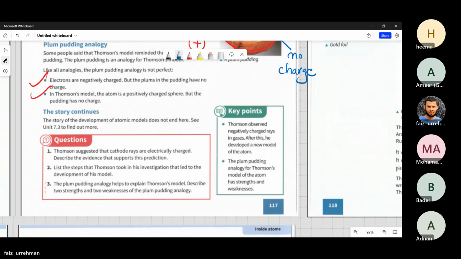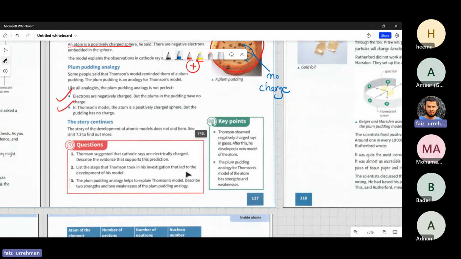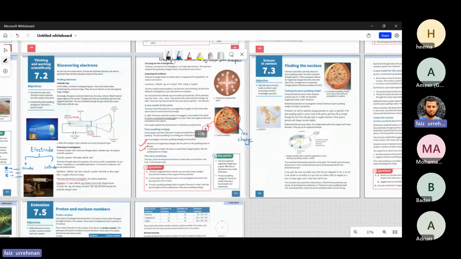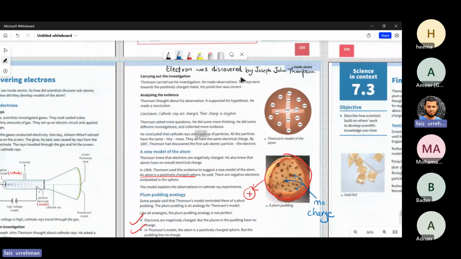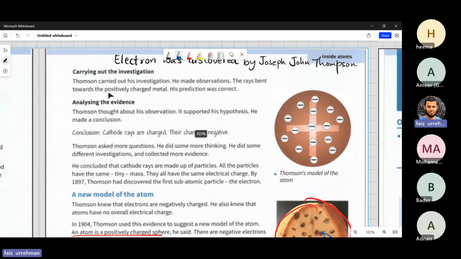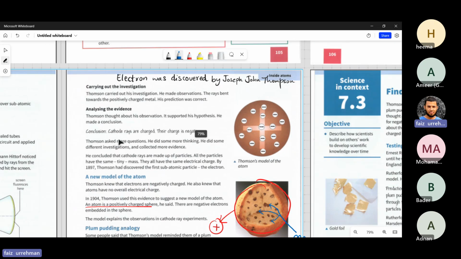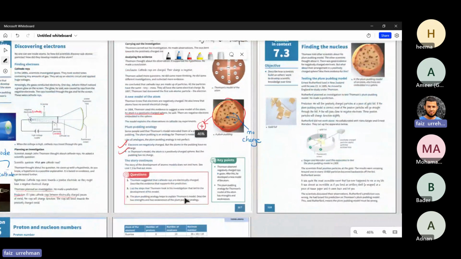Question 2 lists the number of steps that Thomson took in his investigation that led to the development of his model. So we have to show his investigation. So these are the investigations, and Thomson carried out his investigation. He made an observation: the rays bent towards the positively charged metal. His prediction was correct.